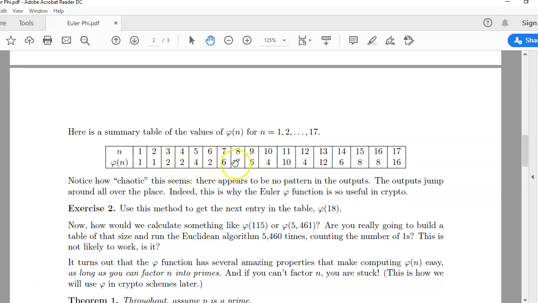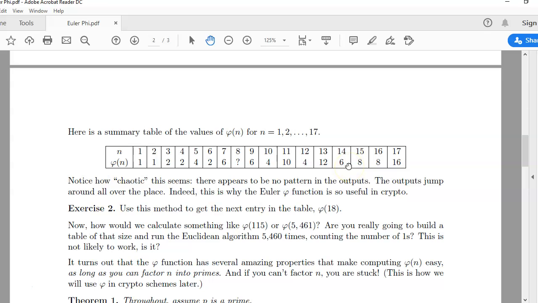But if you just look at the outcomes here, notice how chaotic the outcomes are, right? Here's the second row of outcomes, right? There appears to be no pattern in the outputs. They jump around all over the place. It's sort of 1, 1, 2, 2, 4, but then it drops to 2, and then it jumps to 6, and then later on it drops to 10, and then it jumps to 4, then it jumps to 10, drops to 4, and then it jumps to 12, but then it drops to 6, and then an 8 and 8, and then it suddenly doubles to 16. So there's not a lot of patterns here in the outcomes, and it ends up that that's a fact, actually.